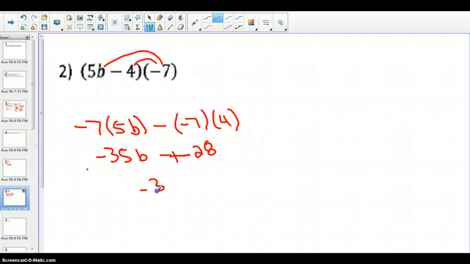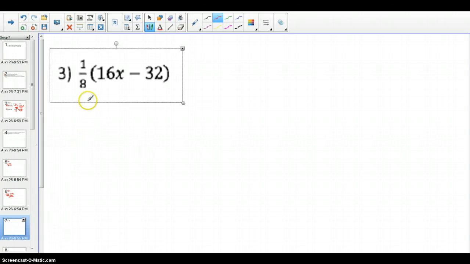So the answer is negative 35b plus 28. I have a couple other examples that we can look at. One in which we have a fraction, and we all know how we all love fractions, and we're going to take this fraction and multiply it by the quantity 16x minus 32.